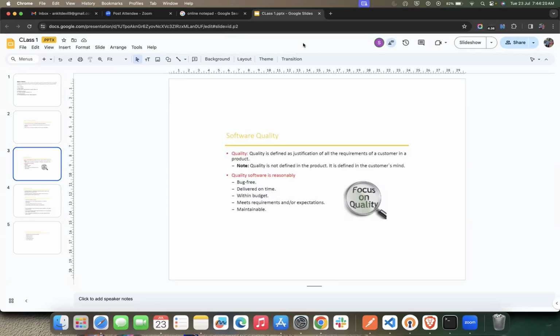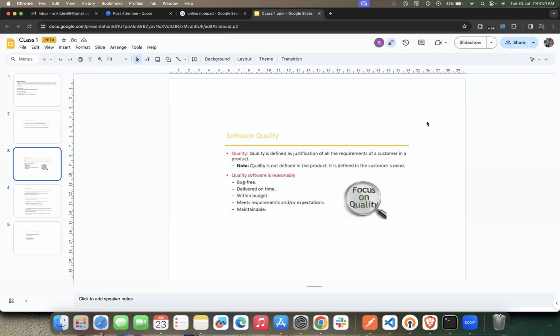You mean me? Yes, Deepen. It should meet its intended uses as per expectations, which is, for example, bug free and work as per the requirements and the expectations.